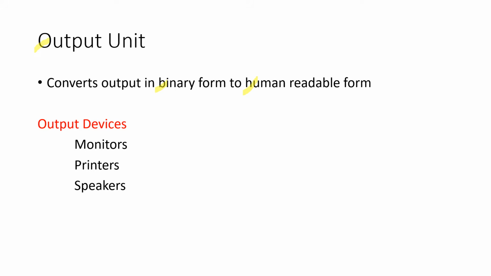And I can give you an example for this. Suppose there is some audio information, and inside the computer it is stored in the form of zeros and ones. An output unit is the one which converts these zeros and ones into music or speech, whatever the information is, and presents it to the user. The most common output devices we use are the monitor, printer and speaker.